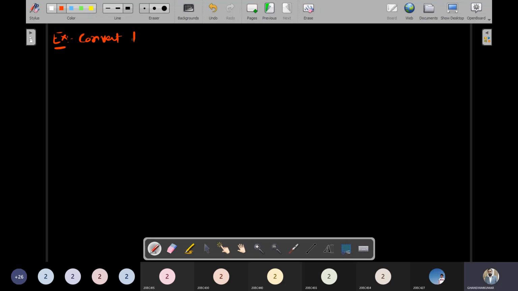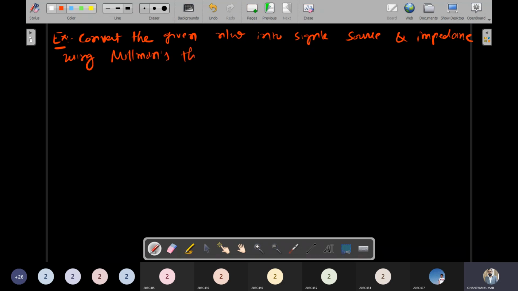Convert the given network into a single source and impedance using Millman's theorem. Okay, so I am going to draw that network, then after we'll convert that, or reduce that network using the Millman theorem.